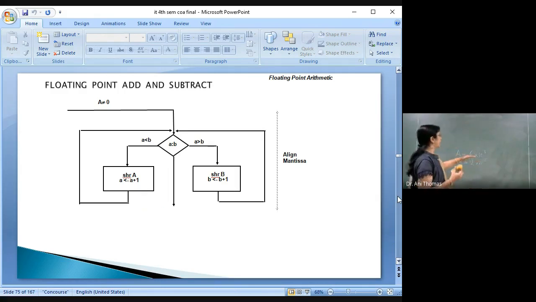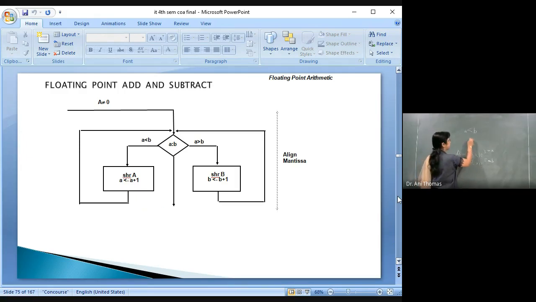We are not doing any shifting left or shifting right or anything. What we are checking: this is small a, and in our case 3 is small a, and this is small b, 5 is small b. So if A is greater than B, then we go for shift right B. But in our case, B is greater than A. So we have A is less than B. Then what do we have to do? Shift right A.